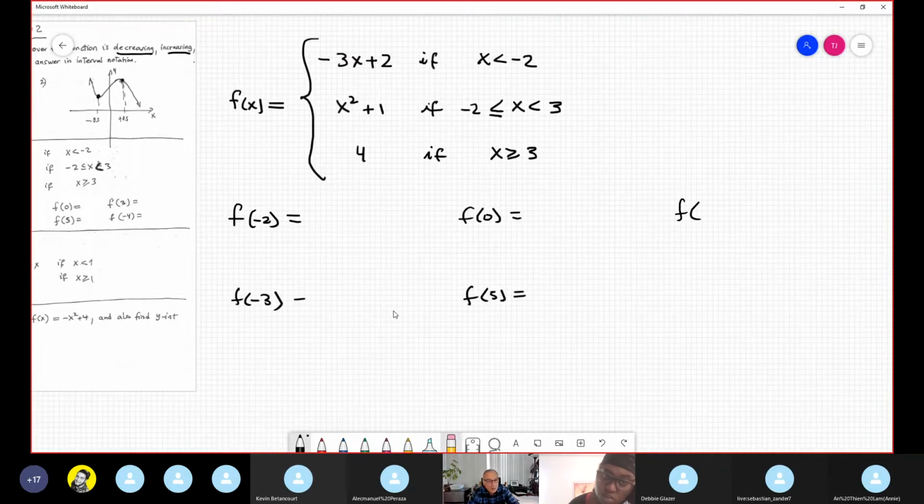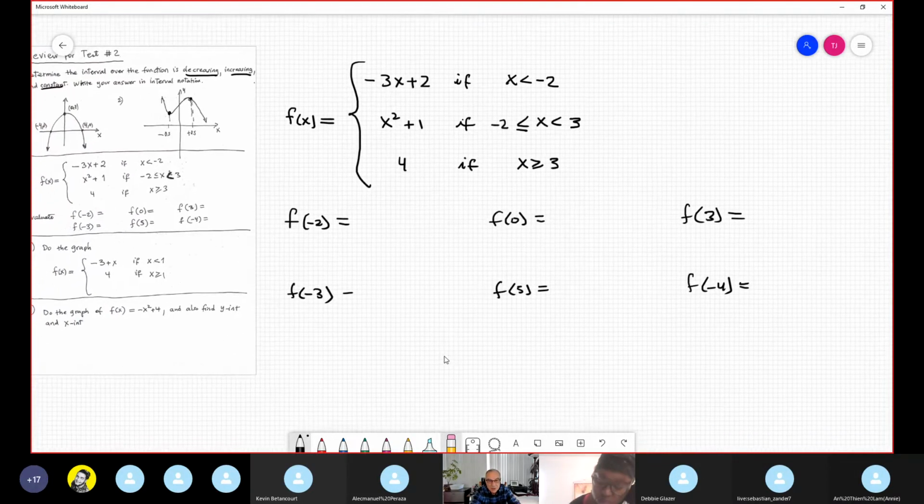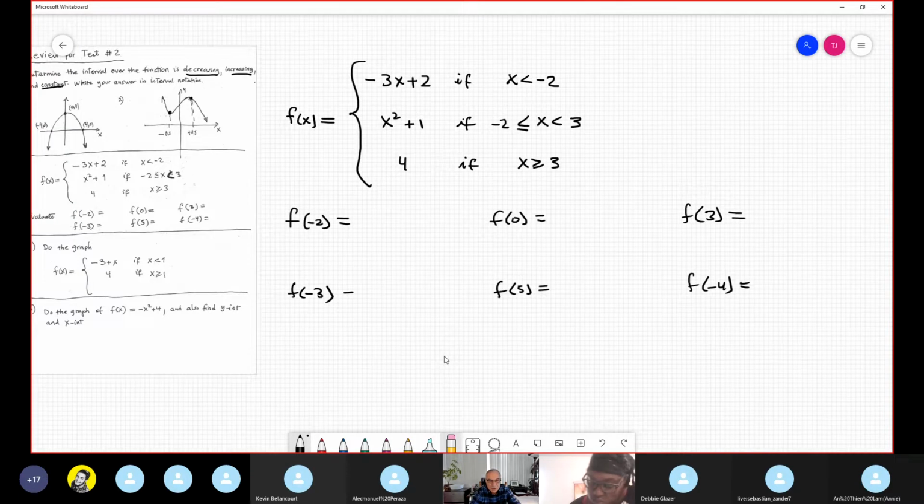Let's do it in negative 4. Okay. So now remember, the process is, let me start with x equal negative 2. X equal negative 2, what condition below? Number 1, number 2, or number 3?